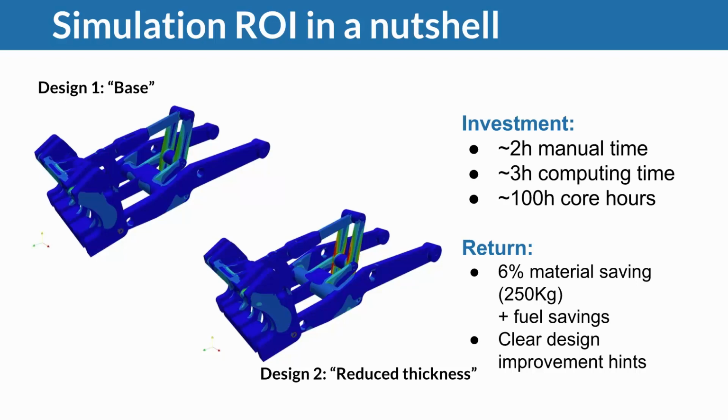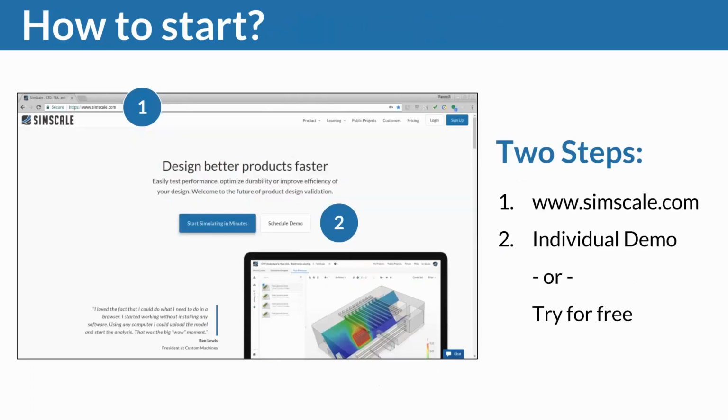So what we got in return is if we base our results on design number B, that we saved about 6% of material in this huge example here. This is already 250 kilogram of steel that we can save here without even touching the actual topology of the design, just reducing some thickness. And what we already also got is further hints in which direction we can improve our design, which can be used for further iterations.